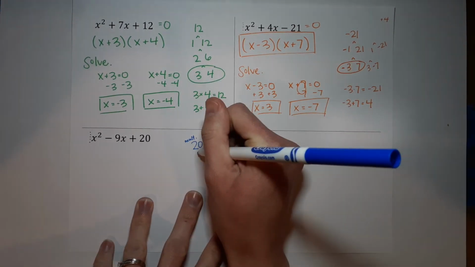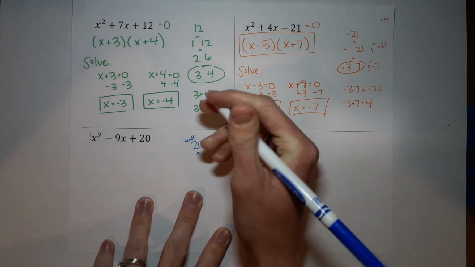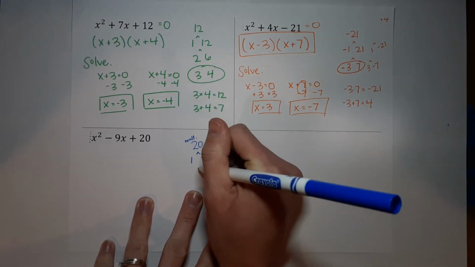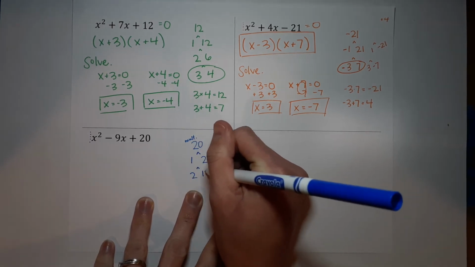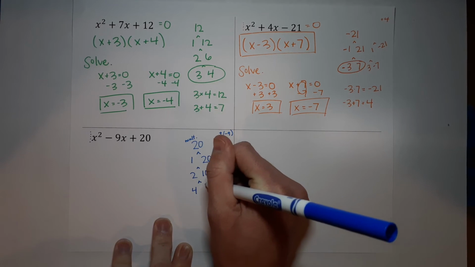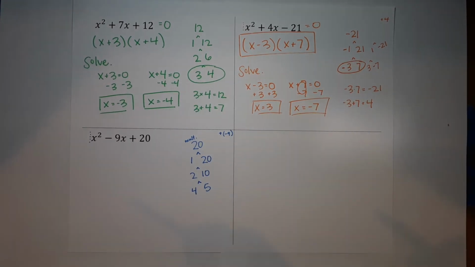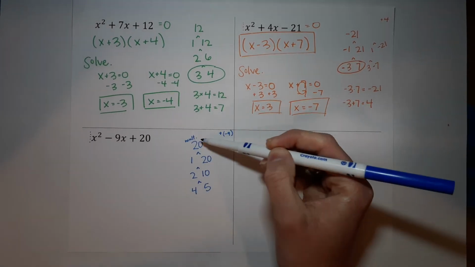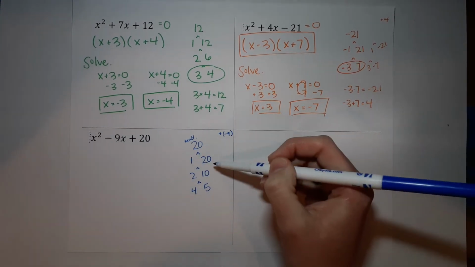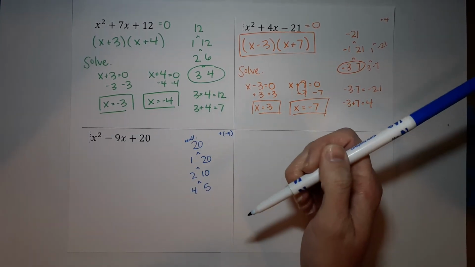Now, I'm just going to list the factors of 20. So I've got 1 times 20. What else? 2 times 10. 3 doesn't go in. 4 times 5. And that is all of them. So all of these multiply to 20. But I need to add to a -9. And none of these are going to add to a -9.